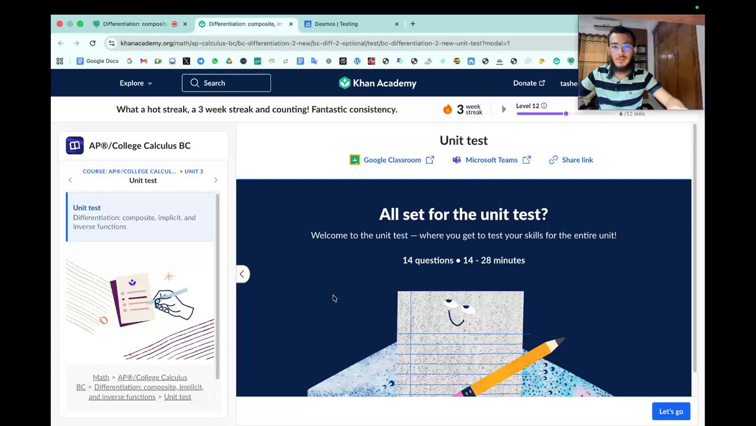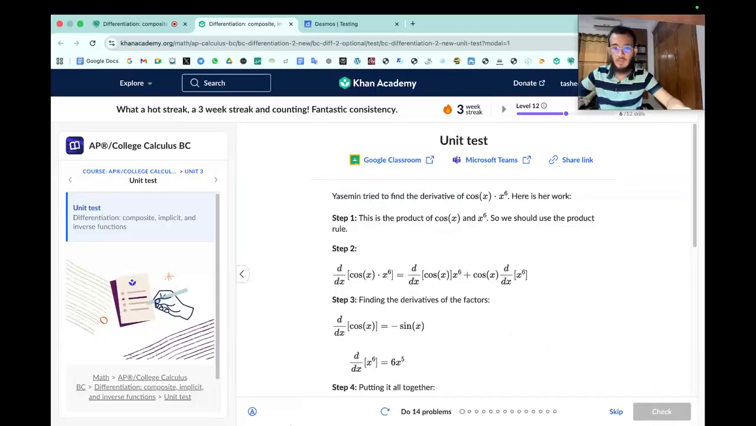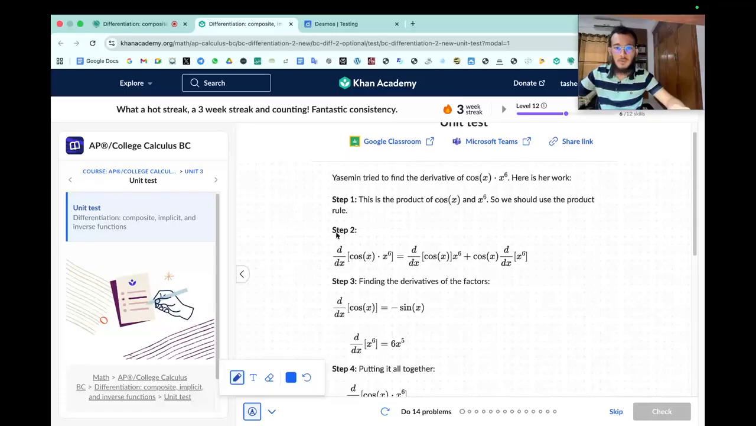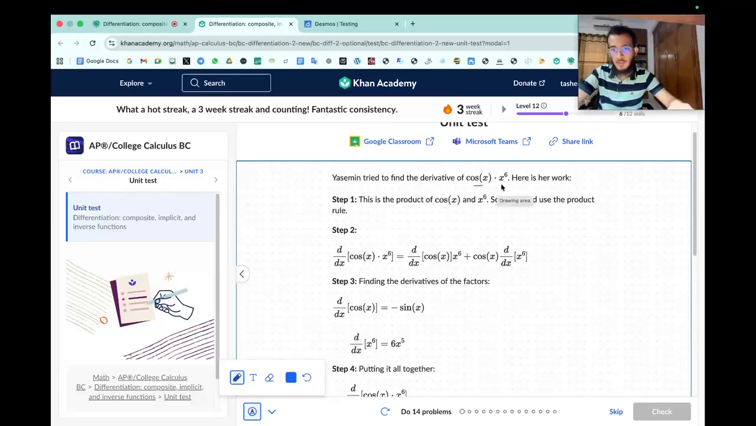Alright, so today we are solving differentiation, composite, implicit, and inverse functions under the course calculus. I'm going to try to find the derivative of cos x times x to the power 6. Here is our work. Step 1, this is the product of cos x and x to the power 6.